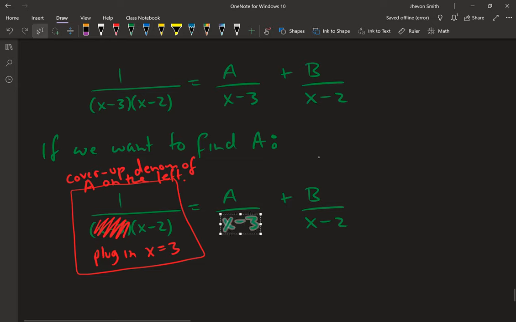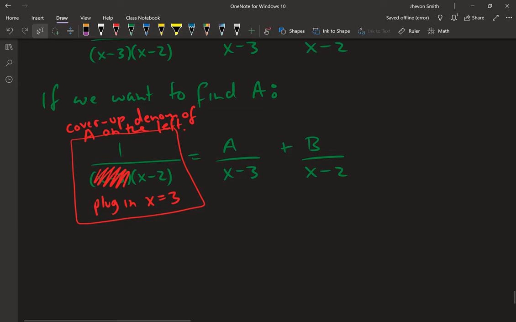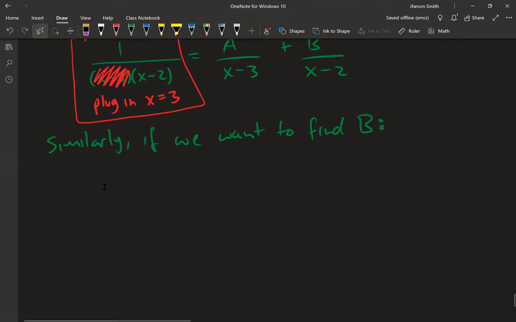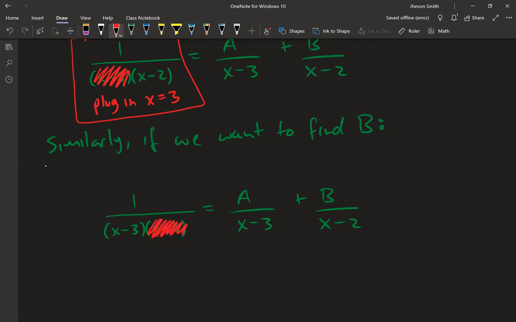And plug in, and you'd realize that that number is actually going to be the value of A. Similarly, if you want to find B, what we can do is take this equation here and cover up, literally with your finger or something, the denominator of B, and plug in the x value that would have made it zero, and that is going to give you the value of B.